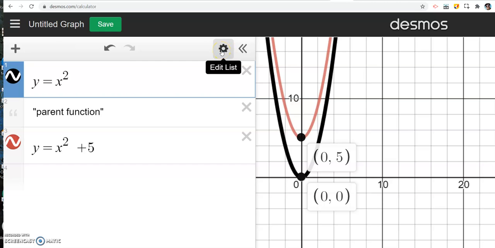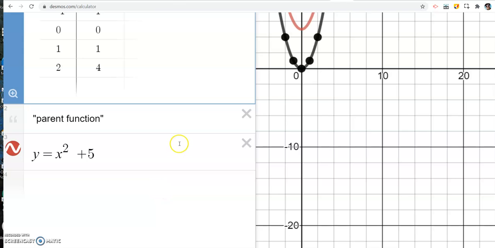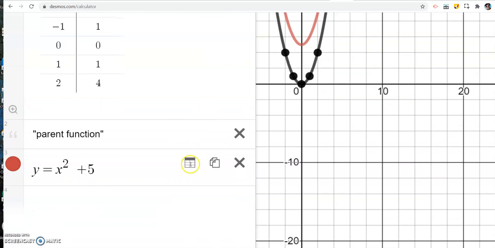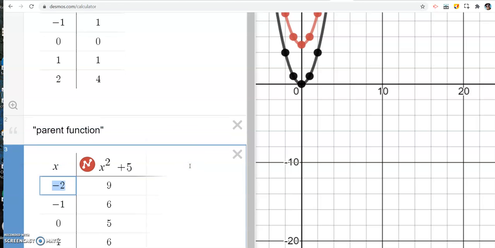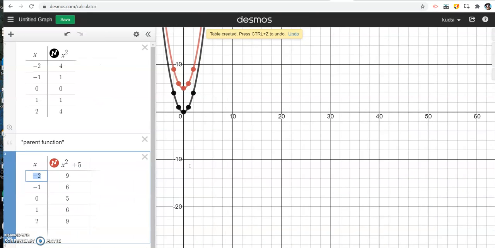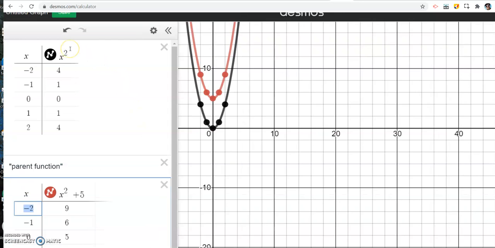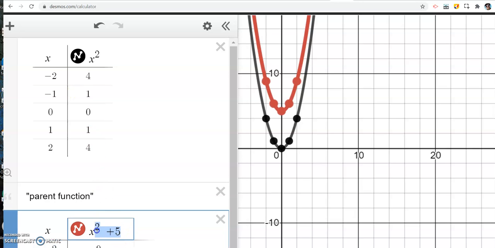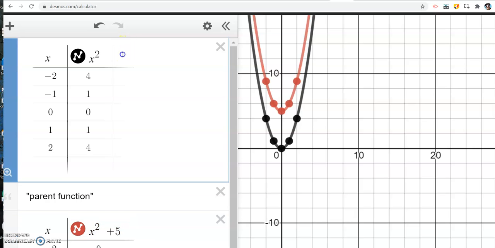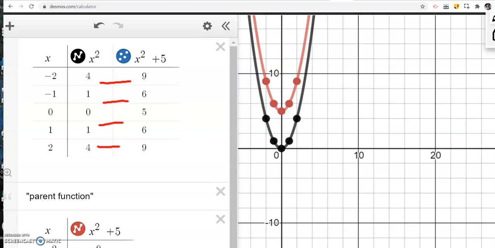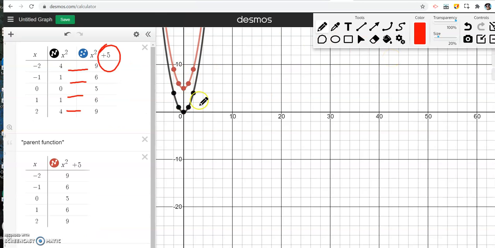The other way you can see that is if we make this a table. If we click edit list, there's an option there to convert to table. And what we can see is it's the same table, but everything is shifted by 5 units. If that's a little confusing, I can highlight this, click over here, and paste it, and now you can clearly see everything got shifted by 5 units. All the numbers are shifted by 5, because all we did is add 5 to our original equation. So the table on Desmos can save you a whole heck of a lot of time, and it's very, very useful in graphing.